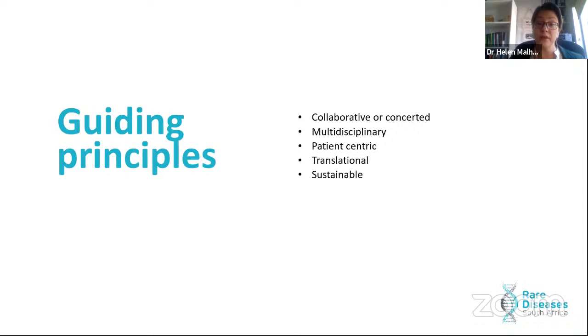It needs to be collaborative and focused. Multidisciplinary, that came through very clearly in the previous speaker. There are so many different specialities involved, whether it be in the diagnostic odyssey or in the treatment and the management of the disease. And research similarly requires many different disciplines to actually reach the target of that research project. Patient-centric, it has to be, as outlined previously. Translational, it's got to be practical and applicable to improve that quality of life and perhaps even life-saving, and it needs to be sustainable.